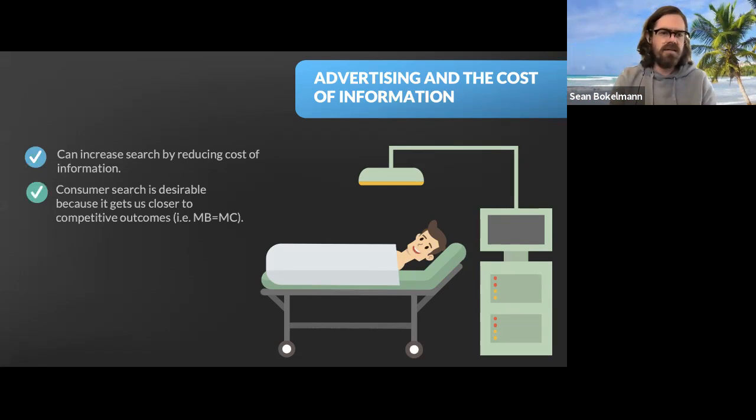And as we've already talked about, both the model and the evidence suggest that when there's more search, there's basically more competition. And so we get closer to the perfectly competitive outcome, which is basically where marginal benefit equals marginal cost, right? Surplus is maximized. The more competitive the market gets, the bigger total surplus gets. So we would like search, right? We want more search, basically. And advertising can reduce the cost of providing this information, making search cheaper.